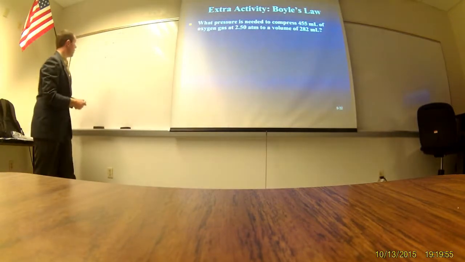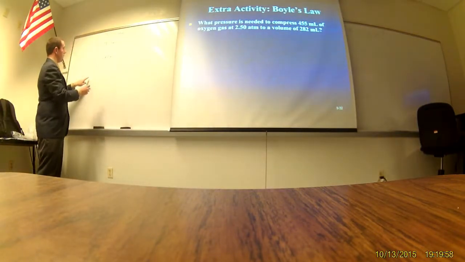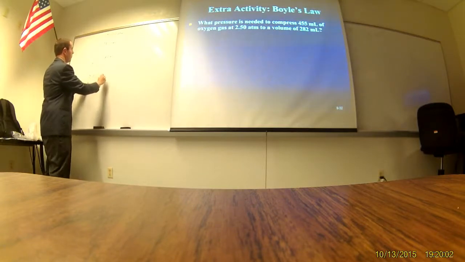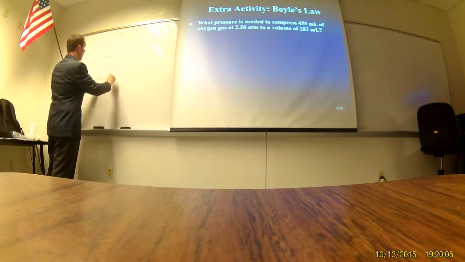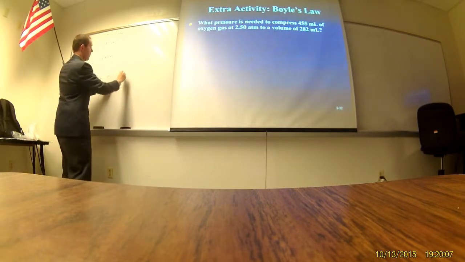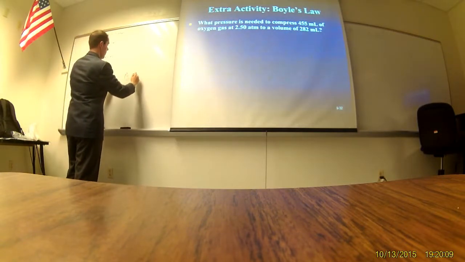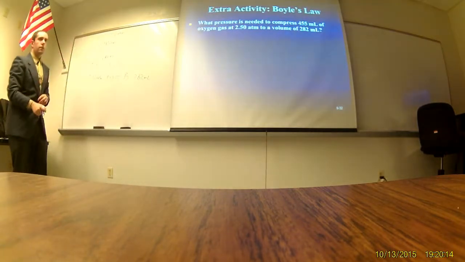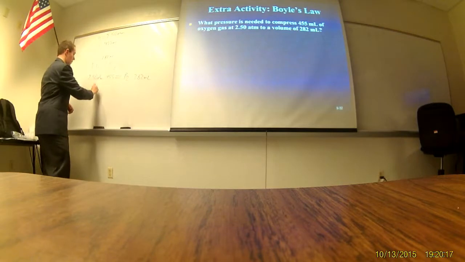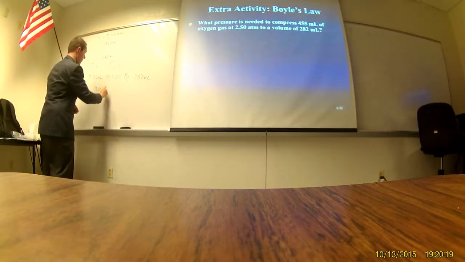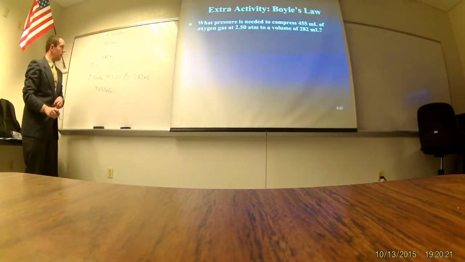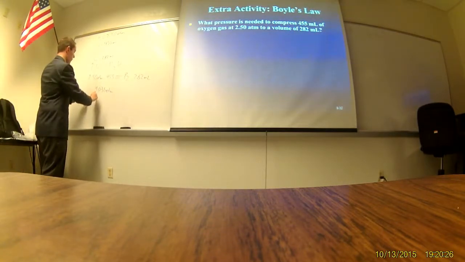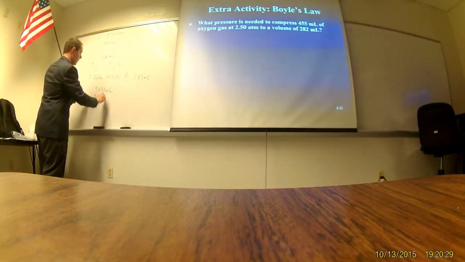So now we just plug it in and solve for P2. We have 2.50 atmospheres times 455 equals P2 times 282 milliliters. And what do we get? 4.033 atmospheres. How many sig figs do we need? 3. So we've got 4.03 atmospheres.